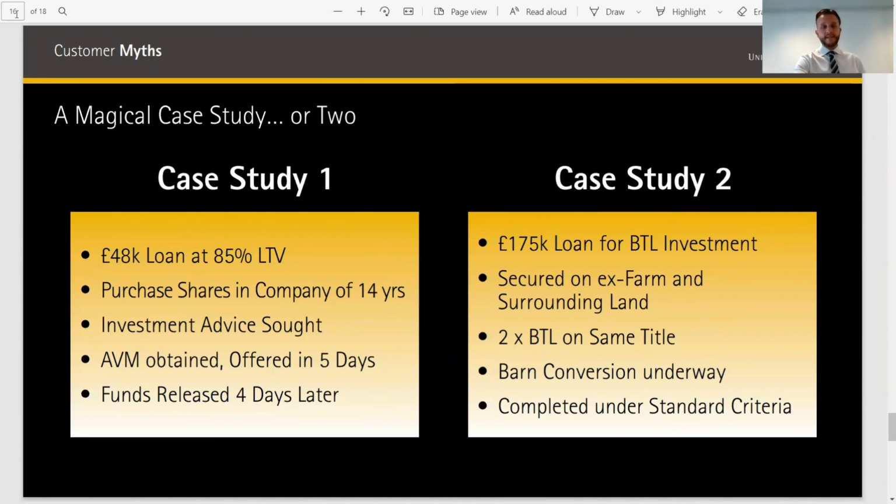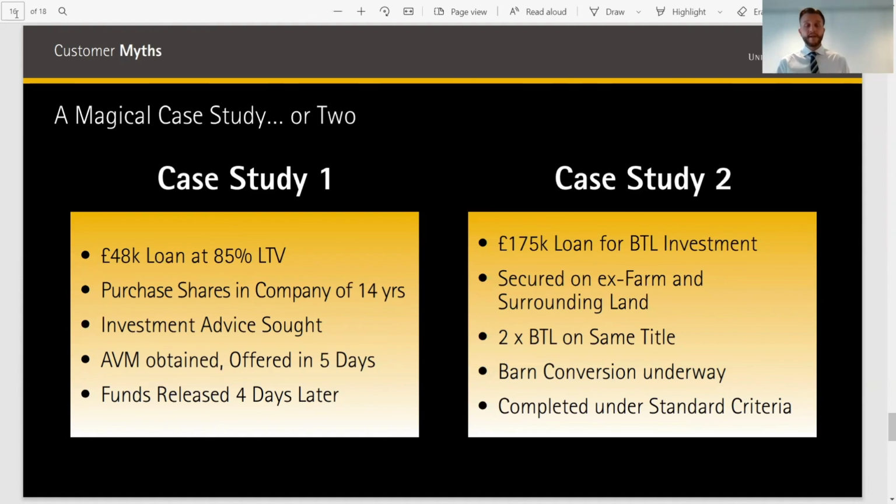Got a couple of case studies here, which I'll just touch on, just to bring to light some of the options that are available now. Case study 1 here is a 48 grand loan at 85%, looking to purchase shares in a company that the individual actually worked for. Now, we did this loan. We simply insisted on the customer seeking investment advice, but they did benefit from an AVM. The case was offered 5 days after we received it and completed 4 days after that.